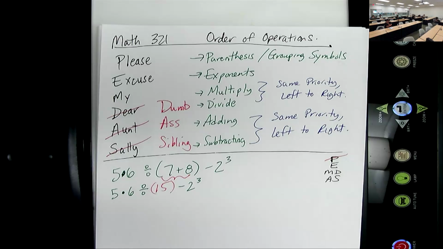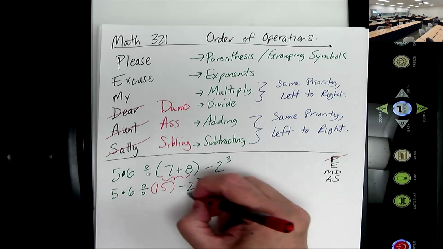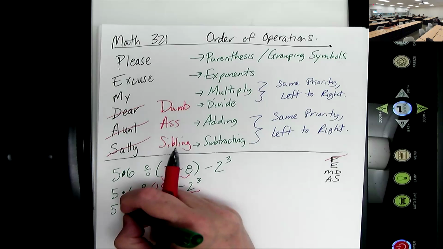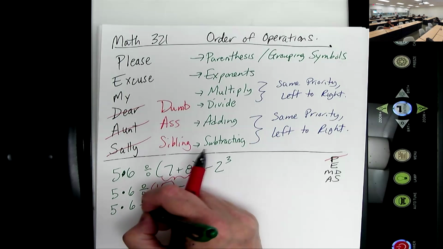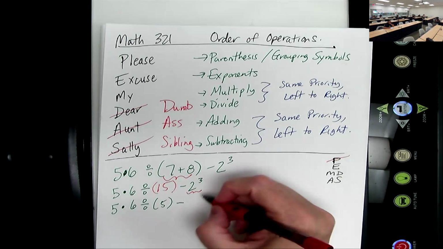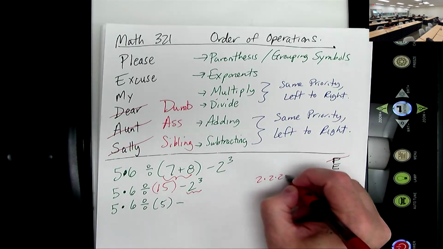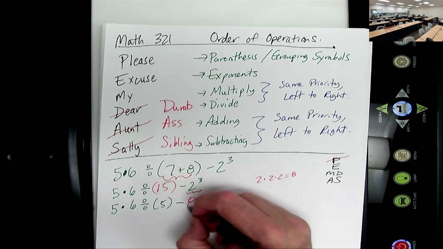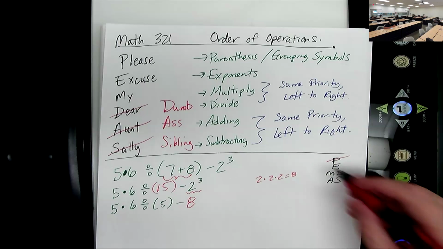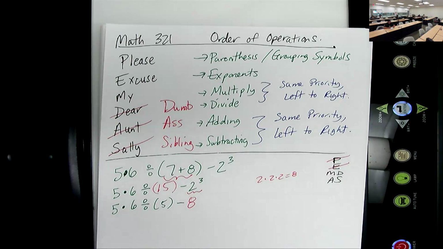Next, we need to do exponents. This is an exponent. So everything else will remain the same. And 2 cubed is 2 times 2 times 2, which is 8. And we're done with exponents, so I'll cross that bad boy off.